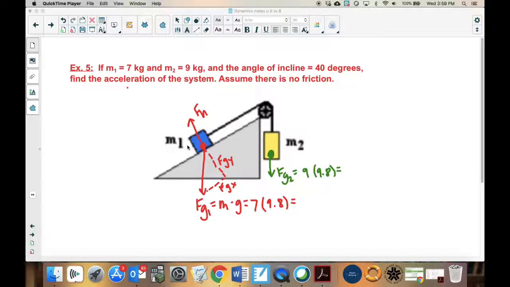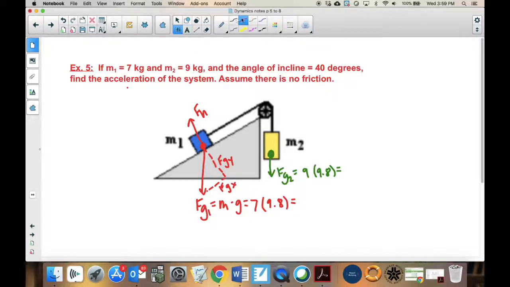This video is going to cover concept 3 in our notes, which is incline Atwood machines. First of all, I had not written this onto the notes, so take a minute to write down the problem. If m sub 1 is 7 kilograms and m sub 2 is 9 kilograms and the angle of incline is 40 degrees, find the acceleration of the system. Assume there is no friction.